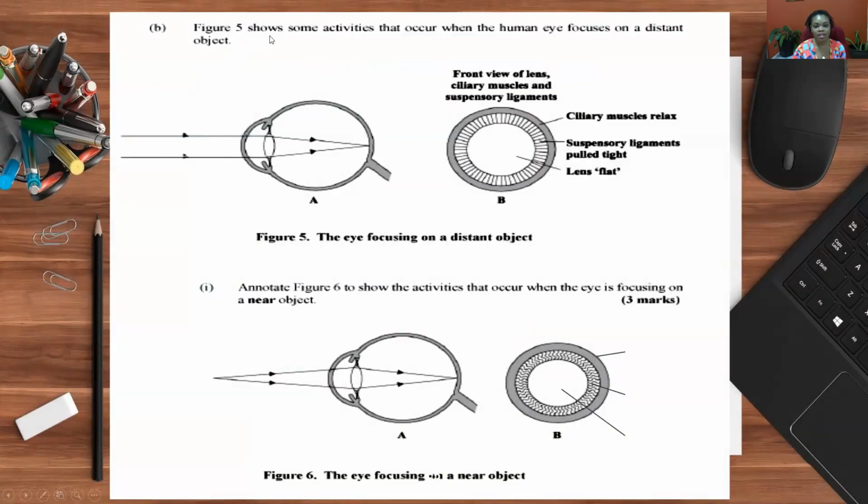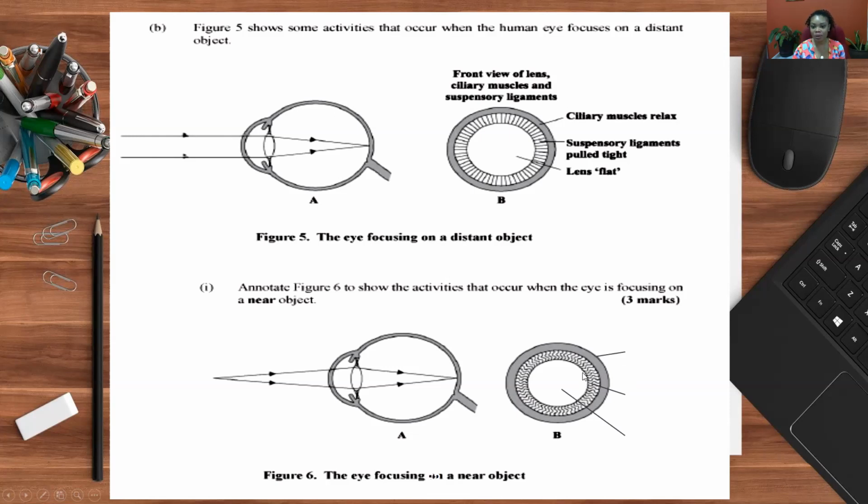Figure 5 shows some activities that occur when the human eye focuses on a distant object. Annotate figure 6 to show the activities that occur when the eye is focusing on a near object. So the figure that they give you is a distant object, and I want you to give them the responses for a near object. Now, looking at this, you'll notice that they have annotated this diagram. And annotate means to write small or brief notes beside the label, right? So here, it says ciliary muscles relax, suspensory ligaments pull tight, and the lens is flat. Now, the key to this is just to write the opposite. So this is a distant object, and you're to do the opposite, which is a near object.